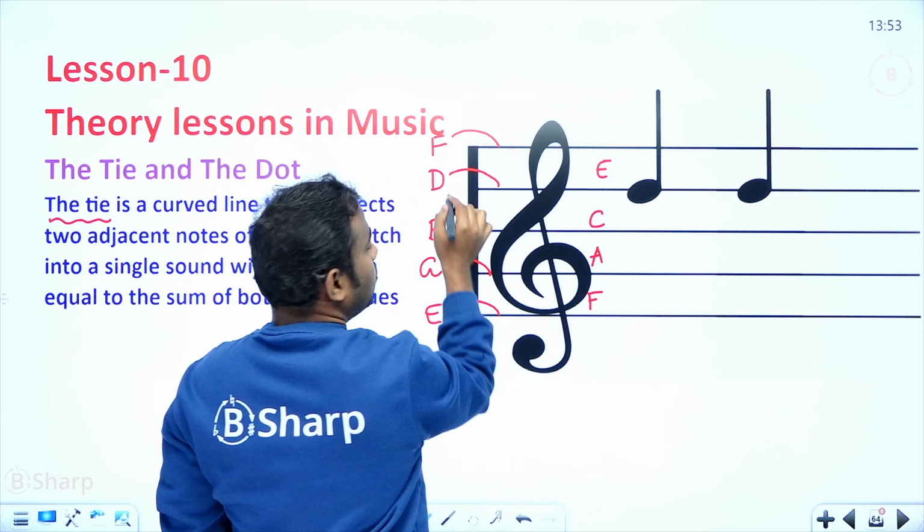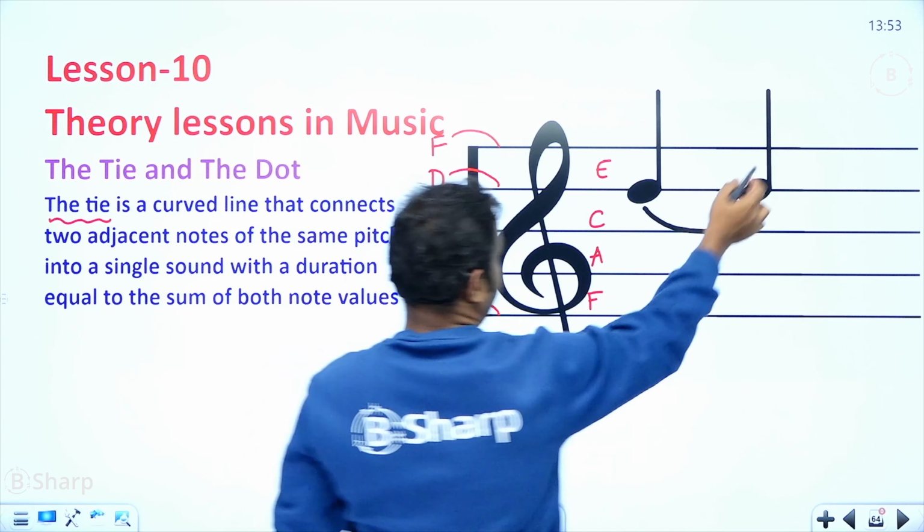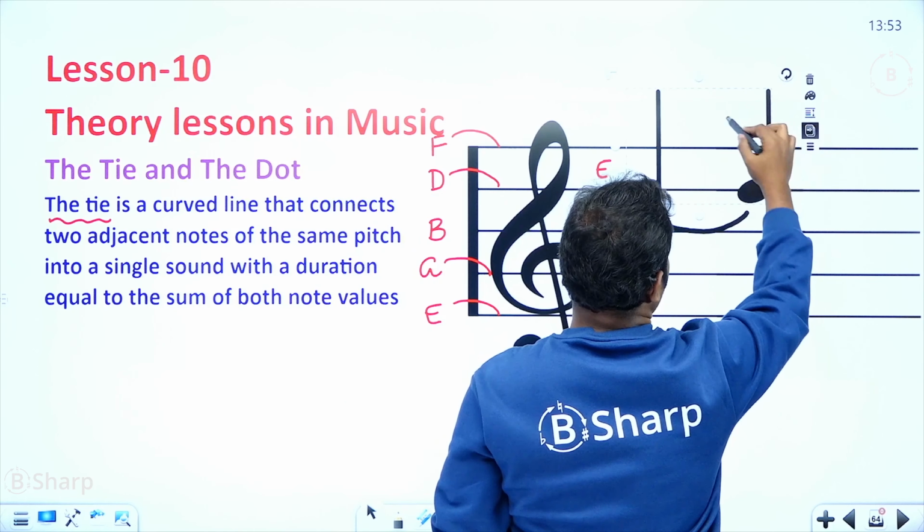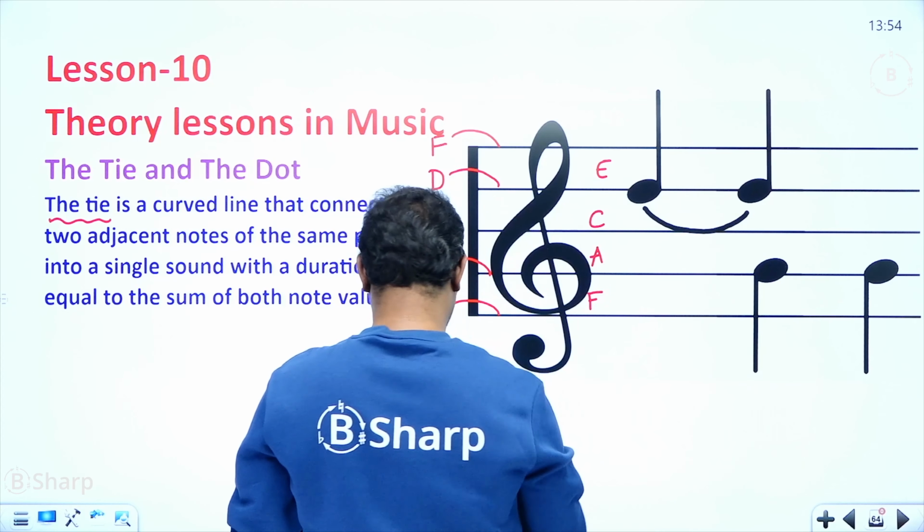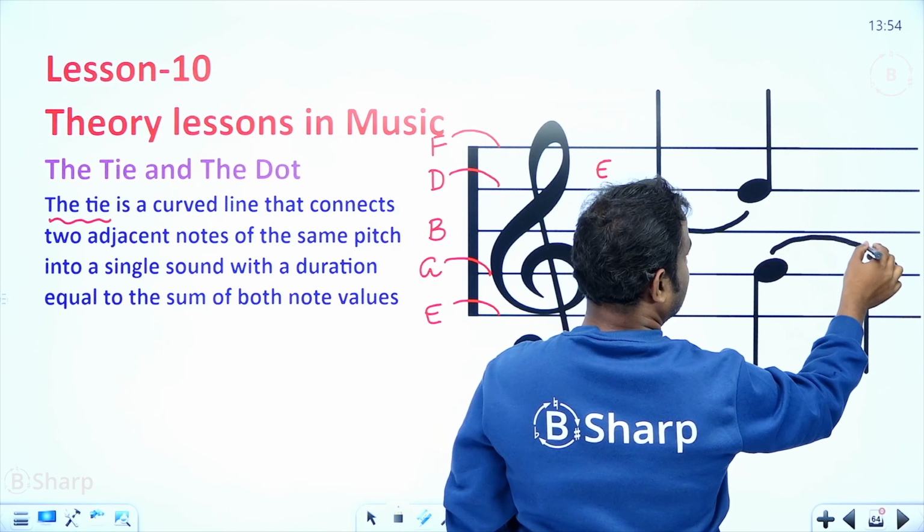Whenever you find consecutive notes of the same pitch, you can draw a tie line. The tie line is a curved line that looks like this. In one more case, I am just inverting this one. Somewhere here, for example, you are going to play a G note, and it goes like this. You can draw it in this fashion. This is called a tie line.